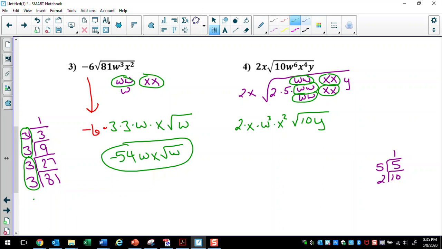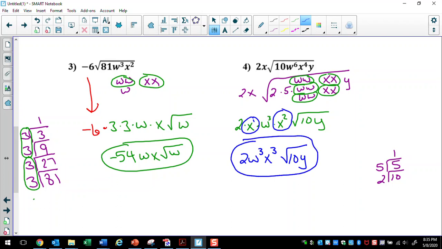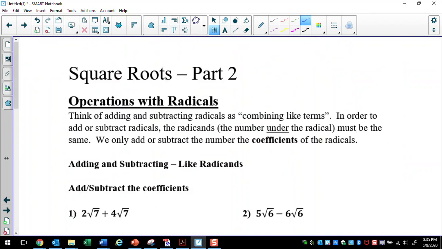Alright, and be careful here, because when I go to smush all this together, I've got this x and this x squared. I can actually put them together. And that's an x to the first. And if we remember our exponents, we can add them together. So 1 plus 2 is 3. So we get 2w cubed x cubed 10y. You're not going to get ones like that very often. That's a pretty challenging one. Alright, let's go to the next page.